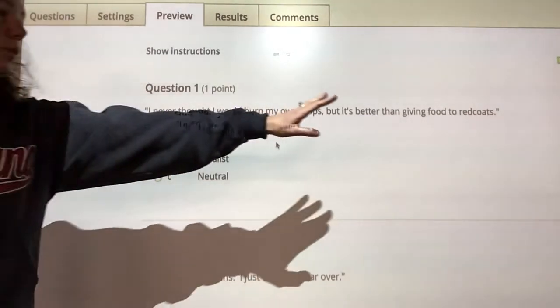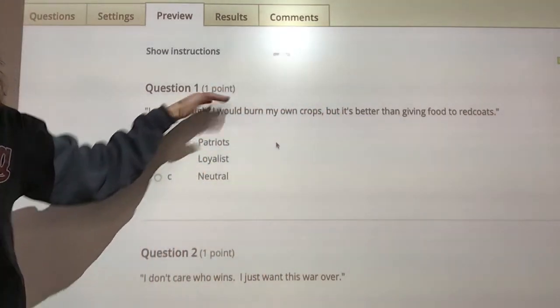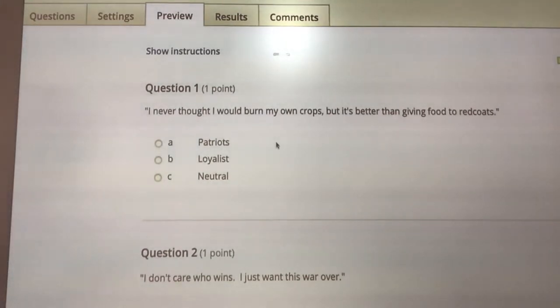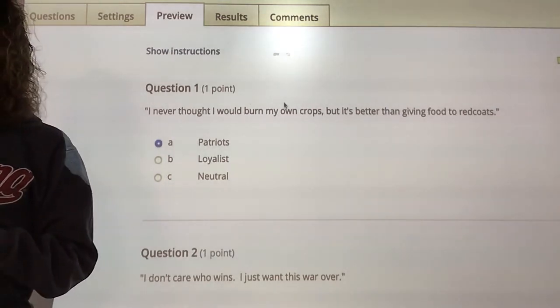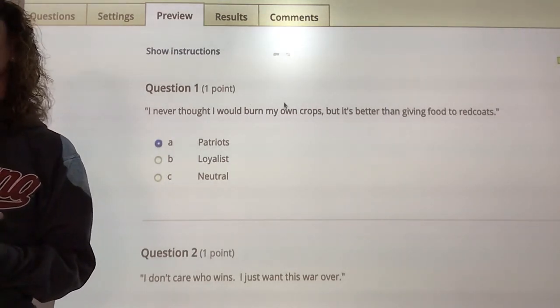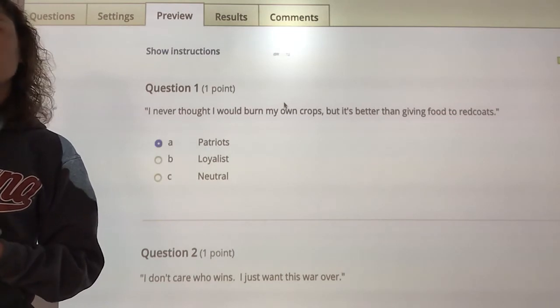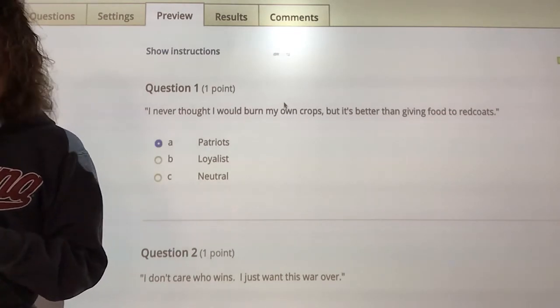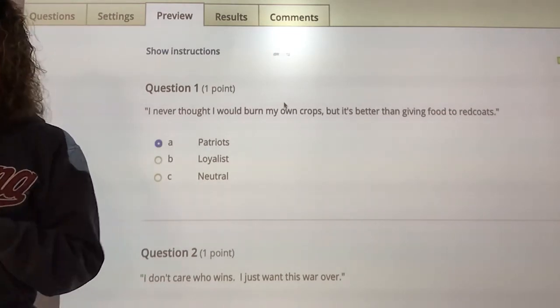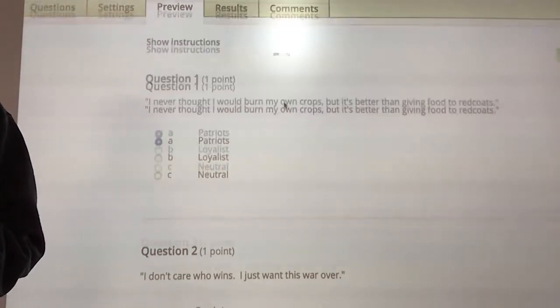Right, the redcoats are the loyalists. Who would have said this, Kenny? The patriots would have said this. Wouldn't they burn their own crops so they could get more money? They weren't burning them to get more money. Why were they burning their own crops? Maya? Right, they didn't want the British to use them. So they were destroying them so they couldn't use them. They didn't want to help them.